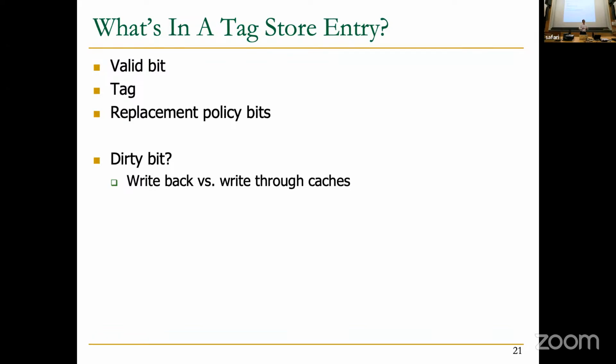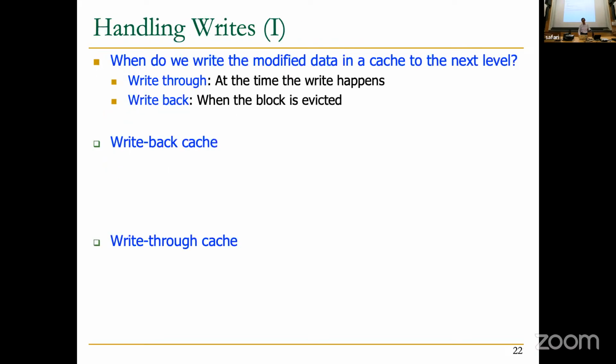Now, this goes to another design decision, which is, is your cache write back or write through? Meaning, whenever you do a write to your cache, does the write propagate immediately to the next level, or do you keep the modified data in the cache and propagate the updated value to the next level after the block is evicted? And this is a very fundamental design decision. I'm going to talk about handling writes in the next few minutes. The key question is, when do we write the modified data in a cache to the next level? Write through means at the time the write happens, the next level gets updated. Write back means when the block is evicted.